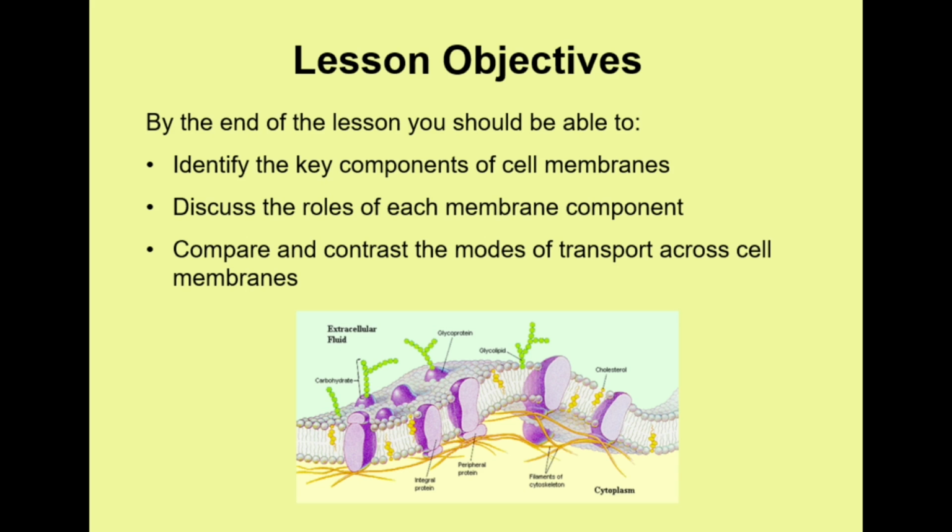Also, as we'll look at as we go through, there are several different ways in which things can get across the cell membrane, so how they can get into the cell or out of the cell. We'll go through each of those four modes of transport across the cell membrane, so you should be able to talk about them and list the similarities and differences between them. So that's the plan of attack for this session.